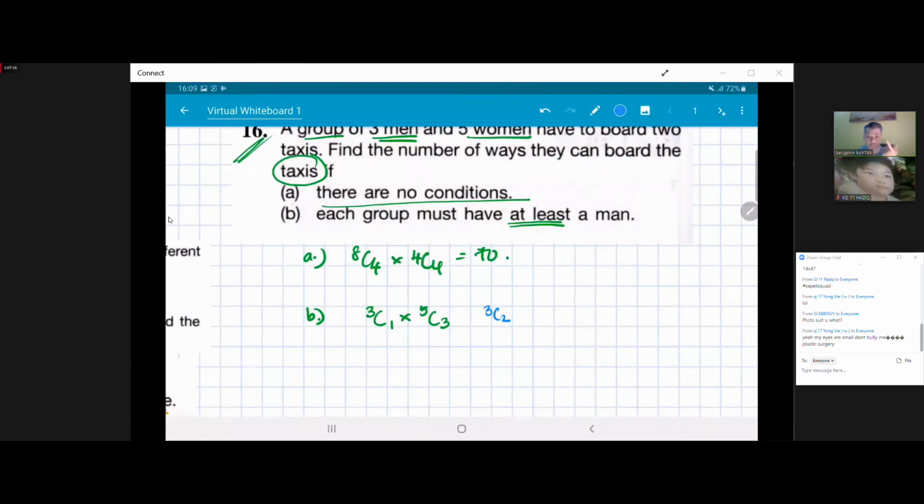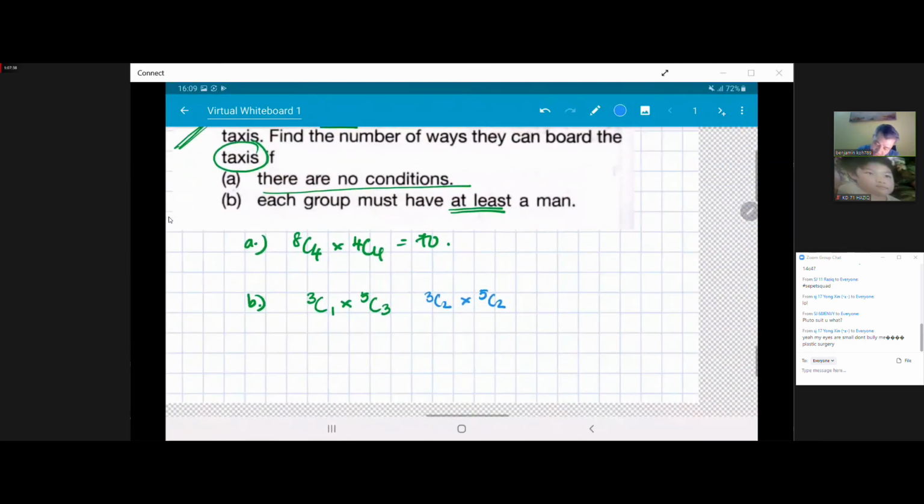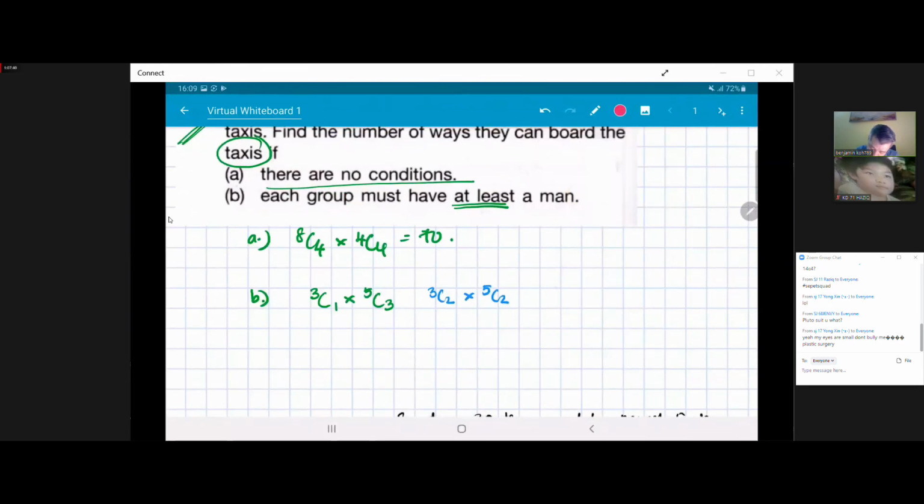So once again, the blue one here is another possibility. Ada satu lagi kemungkinan. The other possibility can be 3 men choose 2. In that case, 5 women must choose 2 also. Understand this? Okay. But wait, let me ask you another question. Is there another possibility where 3 men choose 3? Boleh tak? Can or not?